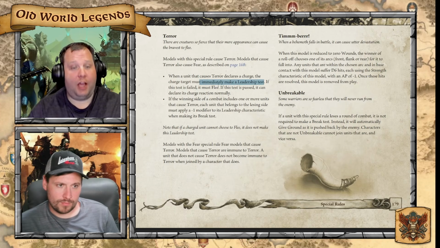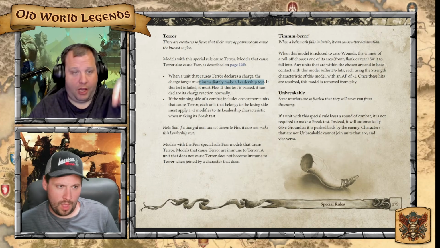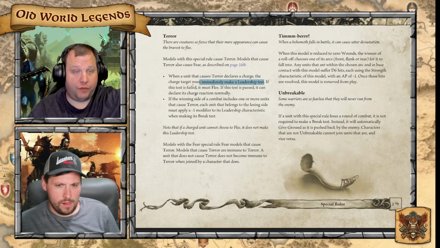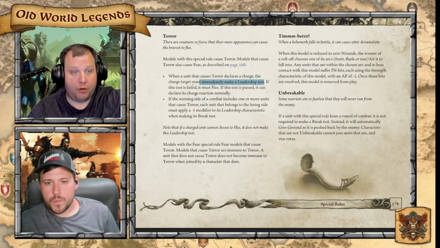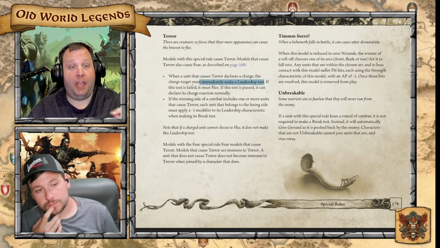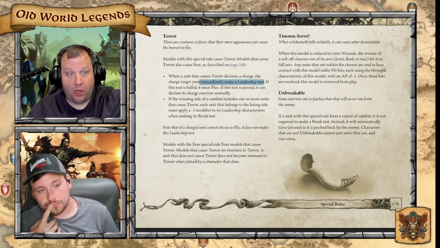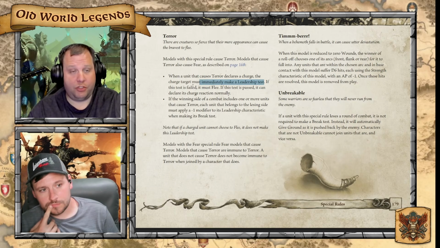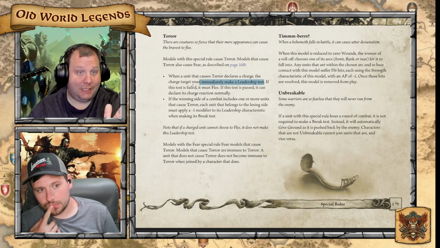So say I have a terror causing unit. I'm declaring a charge. This is a legal charge versus Evan's unit. You are not immune to terror. Therefore, before he makes any reaction, take a terror test. And if he flees from that, off he goes, right? And he never gets to do his charge reaction. So it's an immediate test.